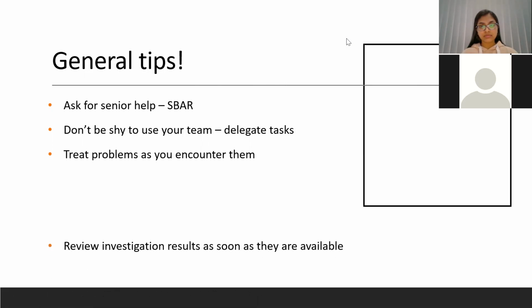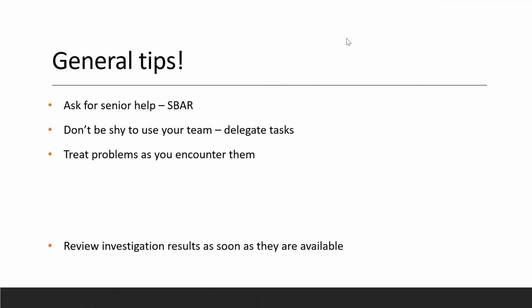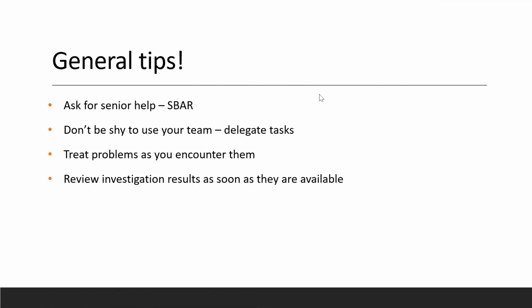Treat problems as you encounter them. So if you start with airway, you see a problem, treat it as soon as you can. See if your intervention has actually worked, and if it has, only then move forward. Review investigation results as soon as they're available. So for some things like an arterial blood gas or chest x-rays, those results might come faster than your bloods. So whenever you get the results, see if there's any acute problem and treat it.